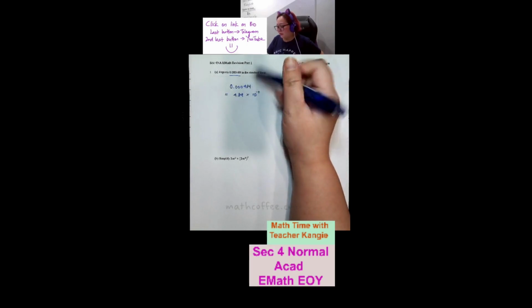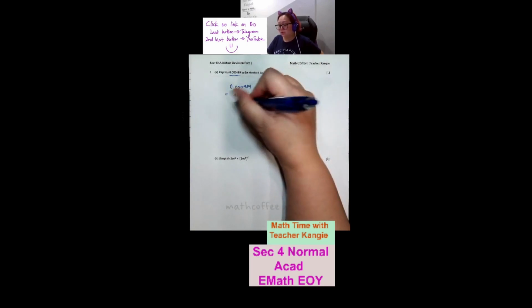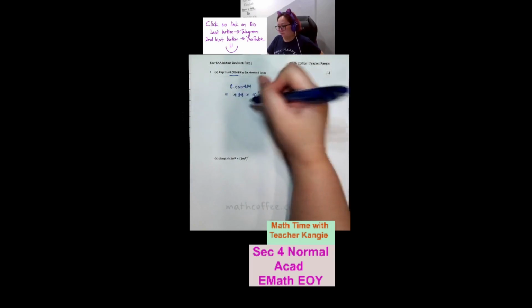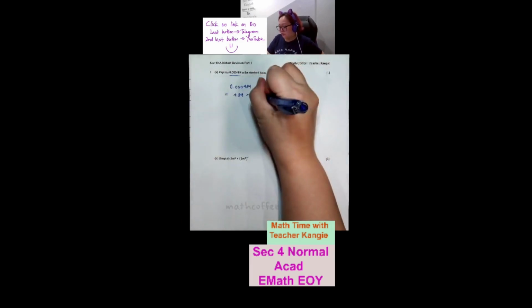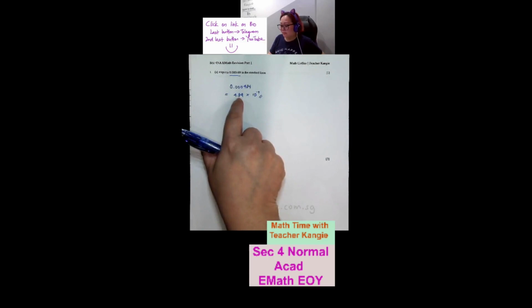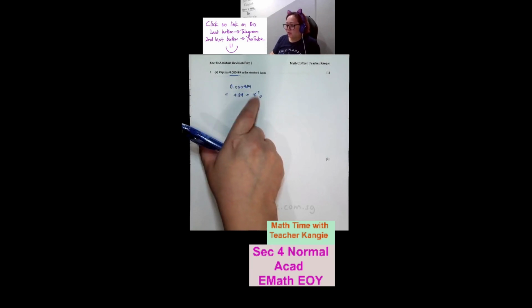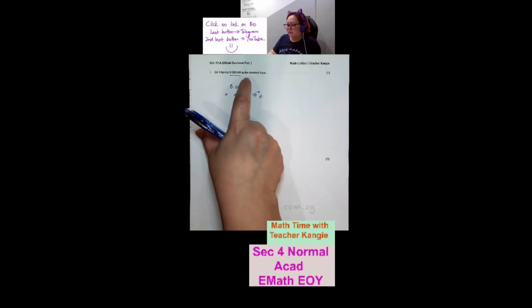So 4.89 times 10 to the power of negative 4. So this is standard form. And that's all. So the rule is the number here must be more than 1 less than 10. After we change it to more than 1 less than 10, we need to adjust the 10 to the power of something in order to keep the same value. So how I remember is, if this becomes bigger, this becomes smaller, and therefore I know it's a negative number.